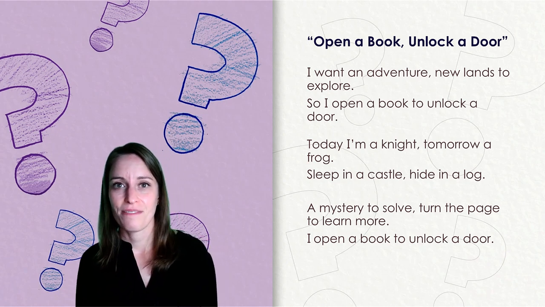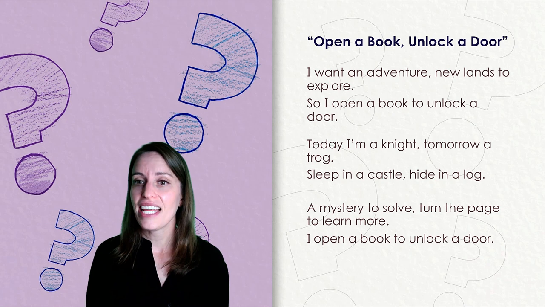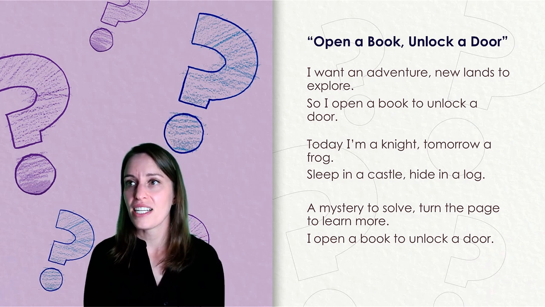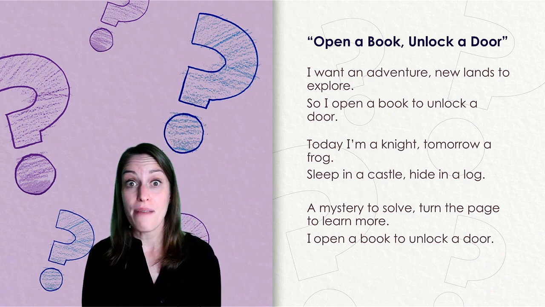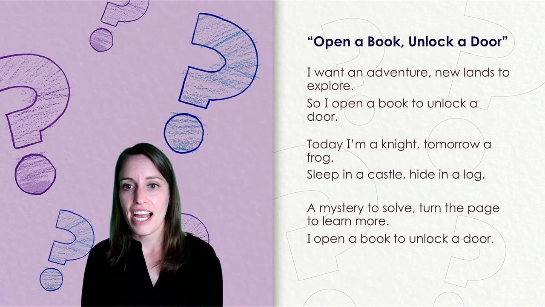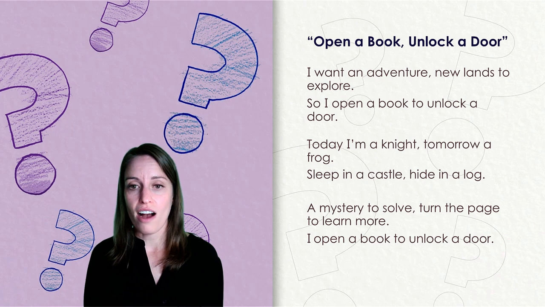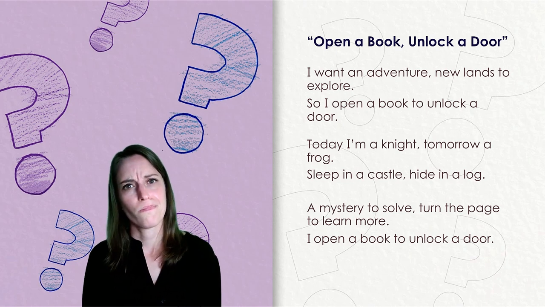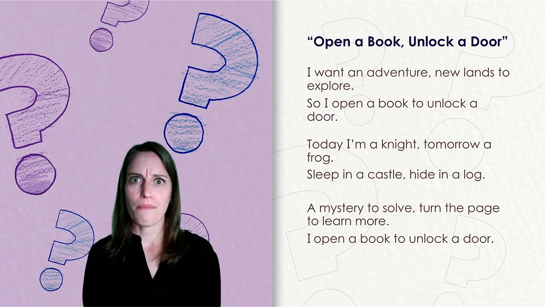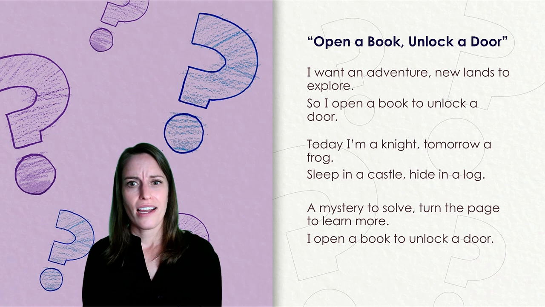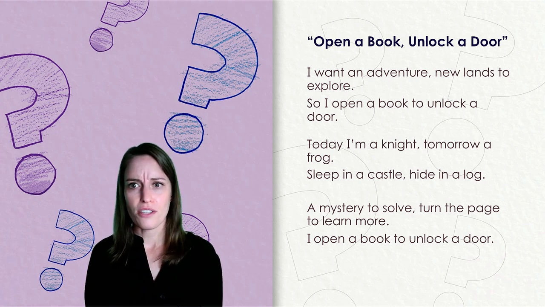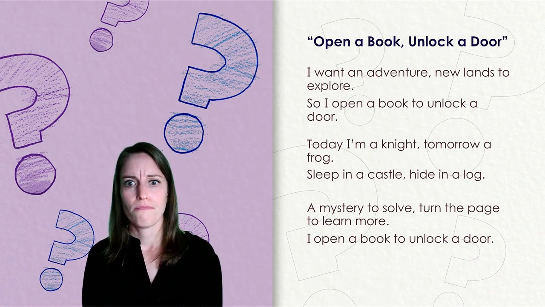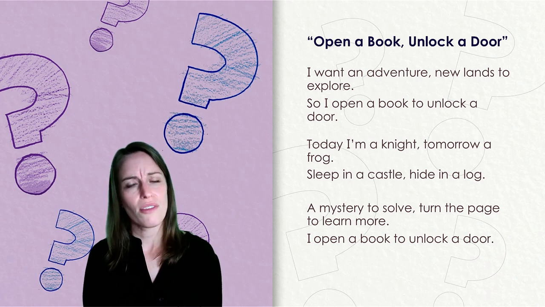Let's start reading. I want an adventure, new lands to explore. So I open a book to unlock a door. Today I'm a knight, tomorrow a frog. Sleep in a castle, hide in a log. What do you think the author means when they write, "Today I'm a knight, tomorrow a frog"? What do you think?